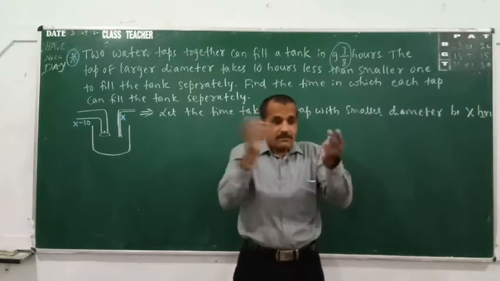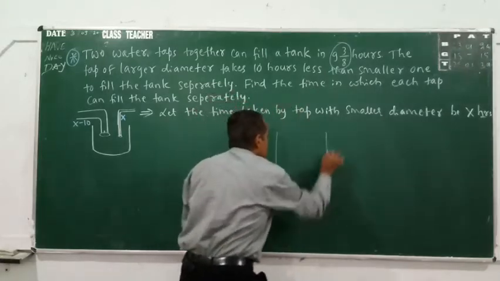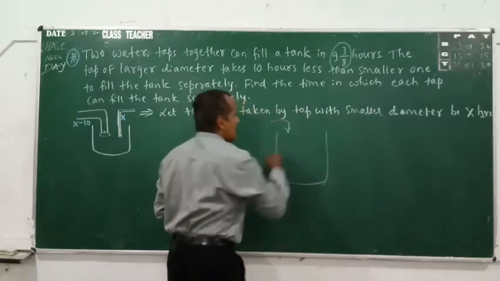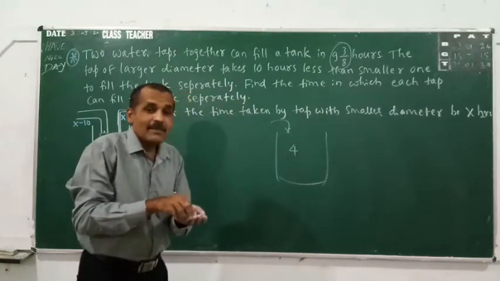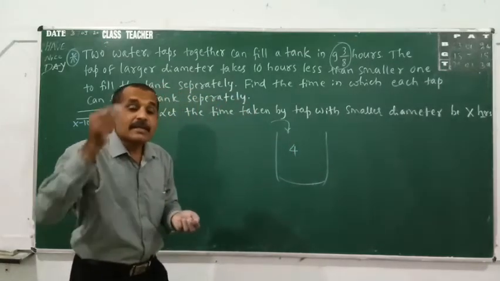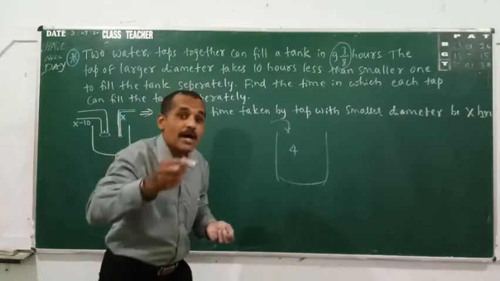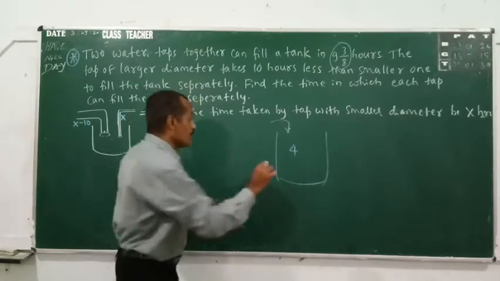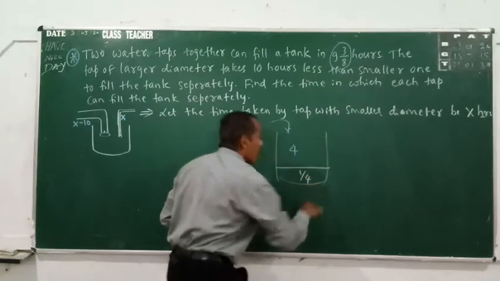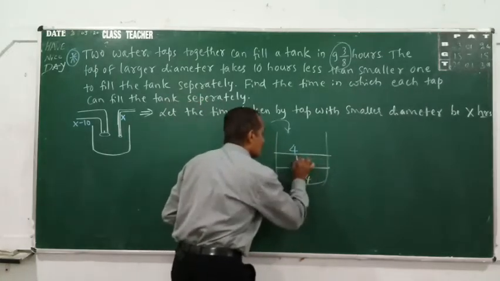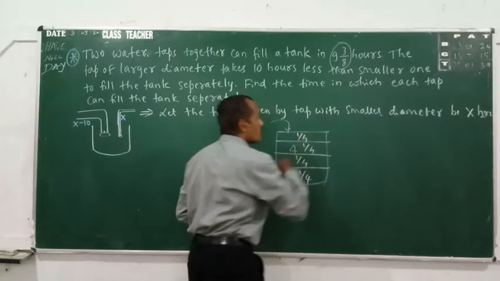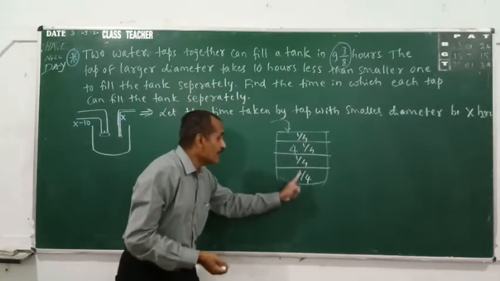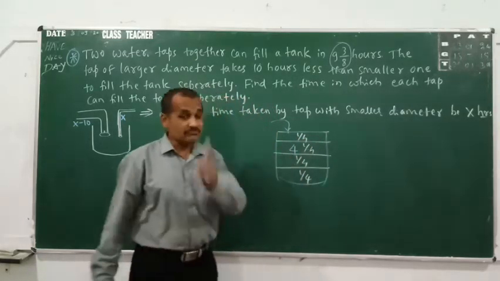I will draw it. This is a tank and one tap is there. It is completely filled in 4 hours. I will question myself, how much part of the tank is filled in 1 hour? It is 1 by 4. Second hour, 1 by 4. Third hour, 1 by 4. Fourth hour, 1 by 4. That means this 4 will come in the denominator. This point will be noted.